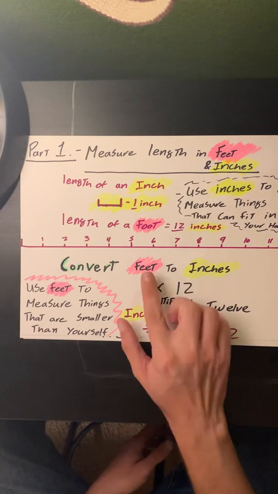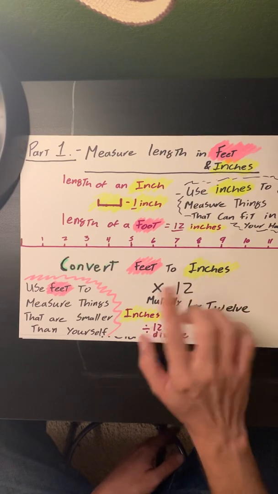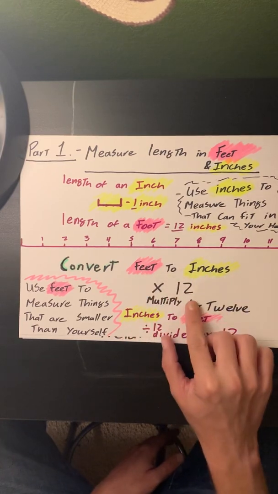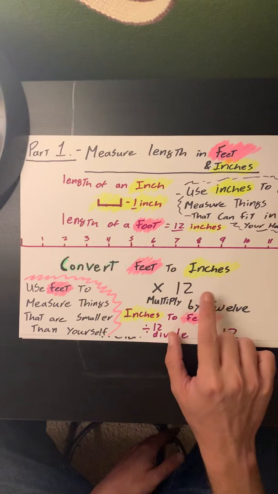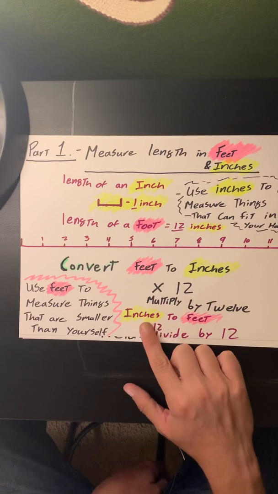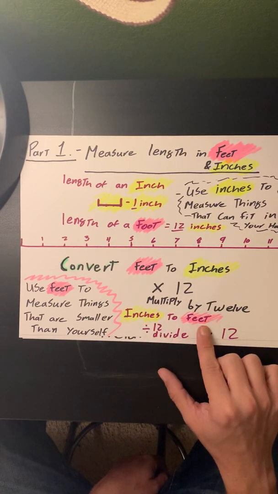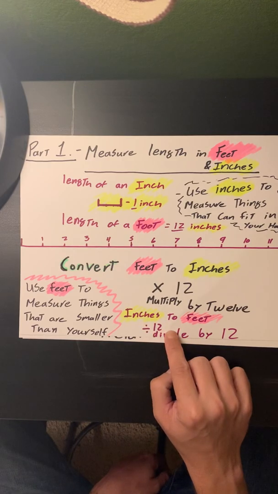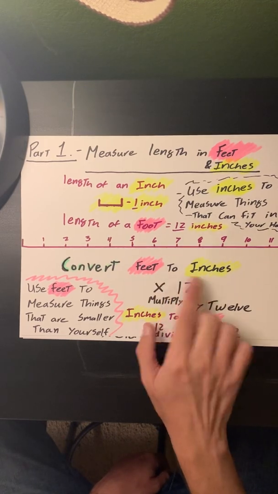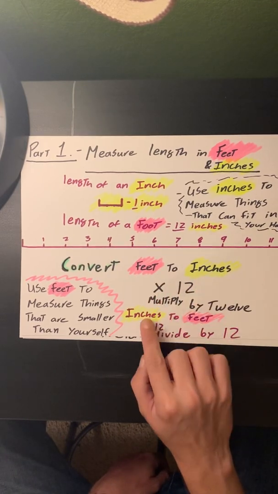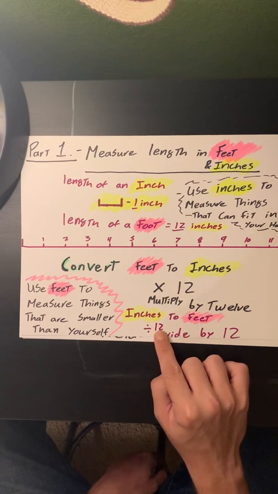To convert my feet into inches, I multiply by 12. If I'm going the opposite and I'm converting inches into feet, I divide by 12. So when you're going from big to small, multiply, small to big, divide. Okay?